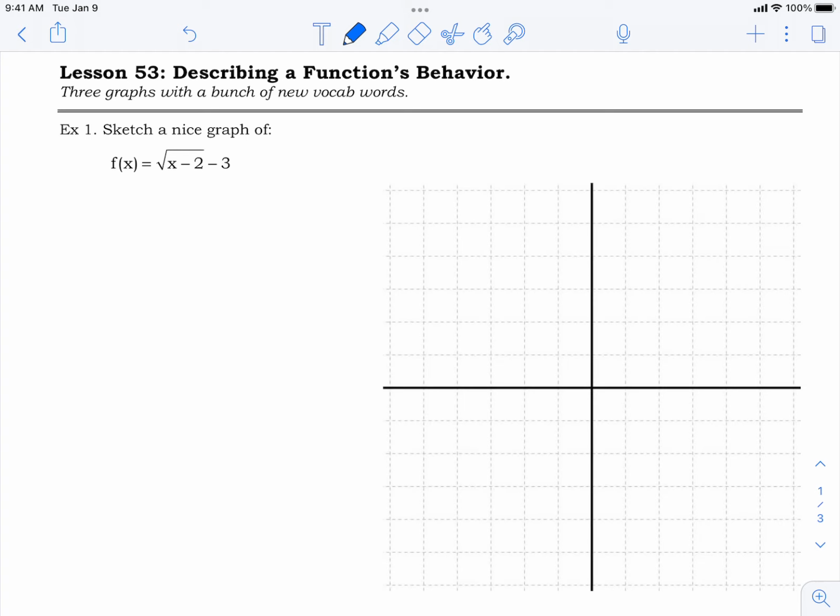Lesson 53, describing a function's behavior. What we're going to do in this lesson is get a little more practice graphing things using just the scratch and sniff method for now. Making some graphs, and then I'm going to hang a whole bunch of vocab words on these graphs, and the vocab words are the main point of the lesson. So I only got 3 graphs here, so that'll be enough.